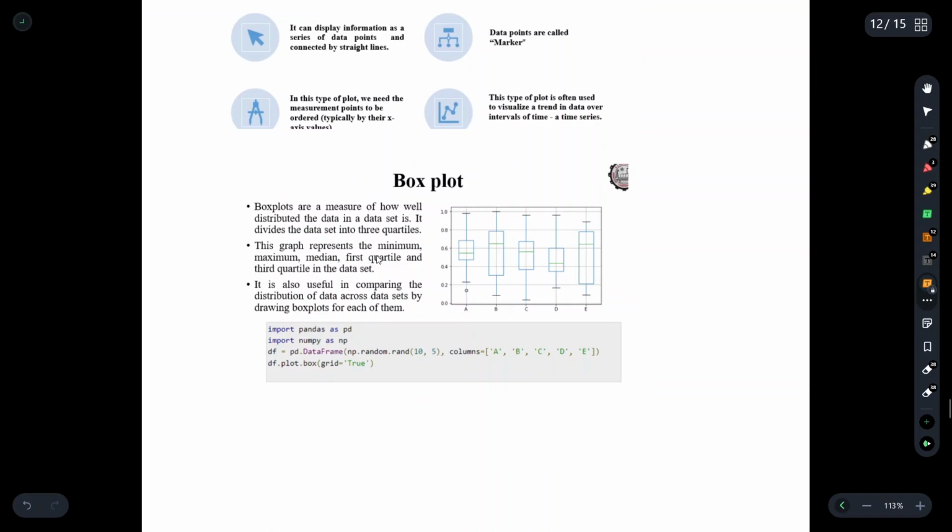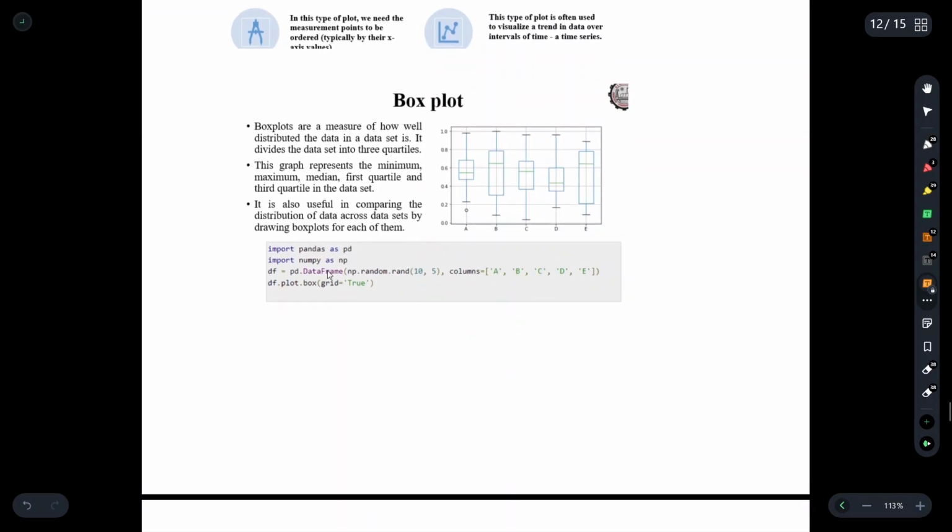So what is a box plot? A box plot shows how well the data is distributed in a data set. It divides the data set into quartiles. The graph represents the minimum, maximum, median, first quartile, and third quartile in the data set. It is also useful in comparing the distribution of data across data sets by drawing box plots for each of them. So it represents the distribution of the data.